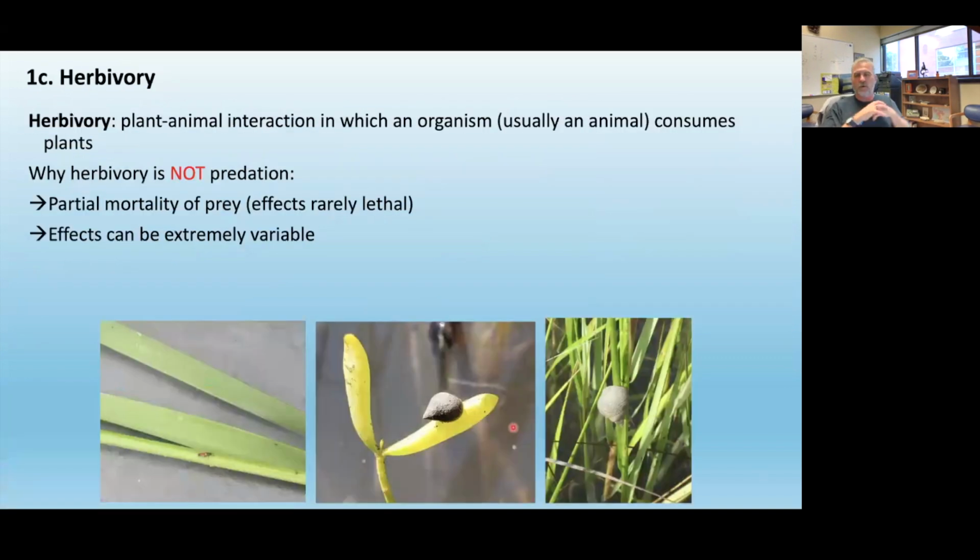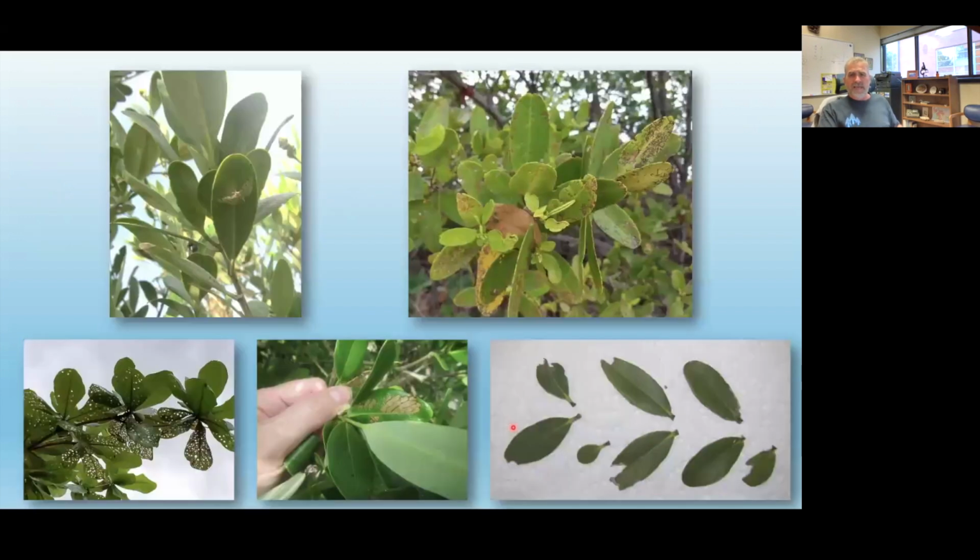You would differentiate this from herbivory, where the plant might be consumed in part, but there's not really an immediate mortality of the prey, of the plant. So lethality is very, very rare in those instances, and the effects can be extremely variable, from virtually unnoticeable in some instances to more obvious. Here are some examples where you might see portions of a plant that are consumed by various species of insects, right? So this would not count as predation.